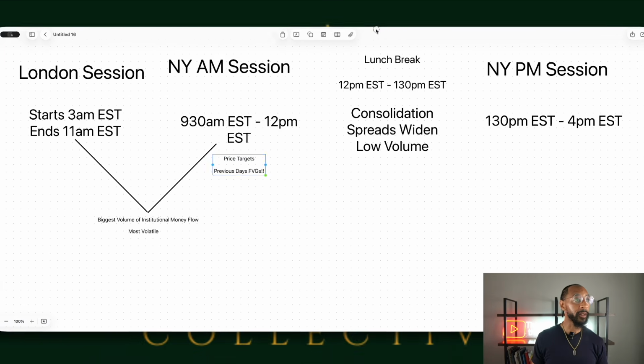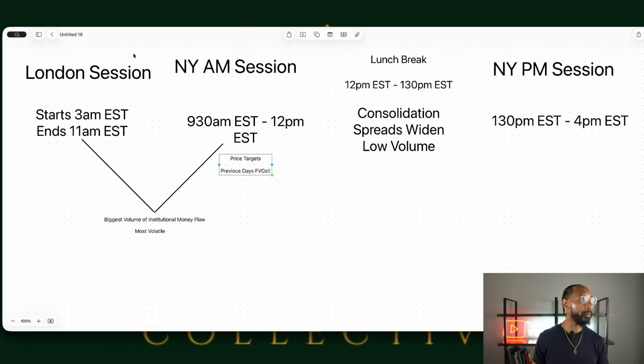Now, watch this. The New York PM session opens. This is usually where you have reversals come into play. Now, when reversals happen here, what are going to be your price targets on those reversals? The New York AM session fair value gaps.